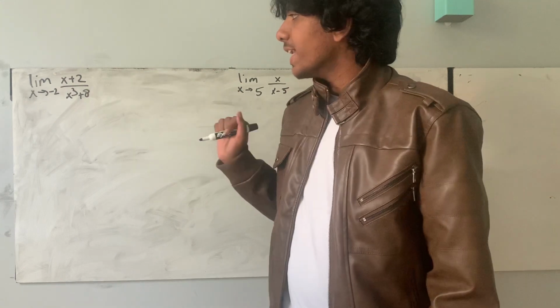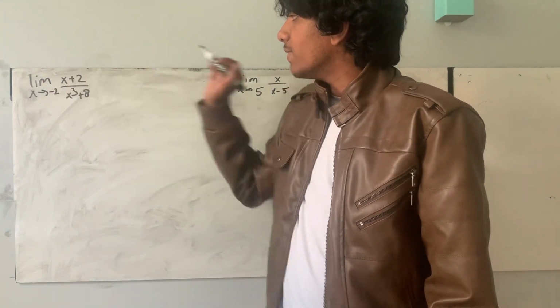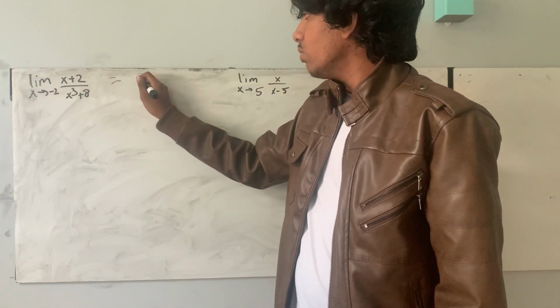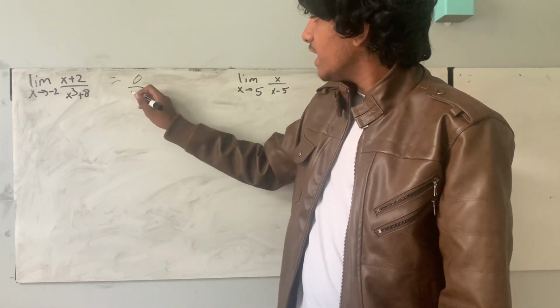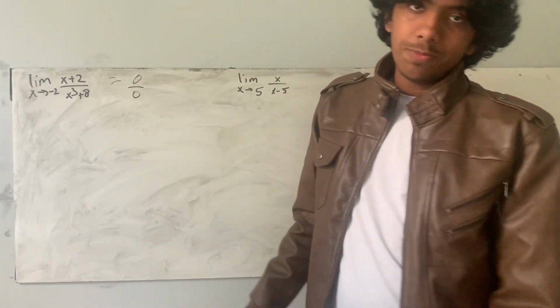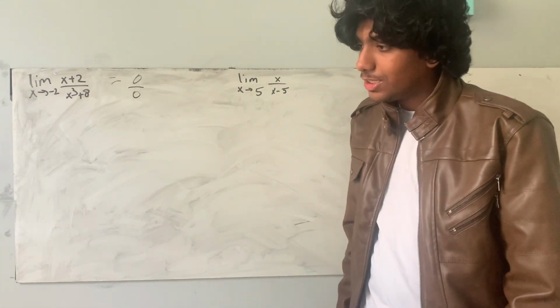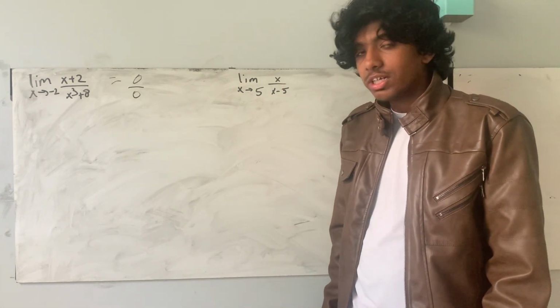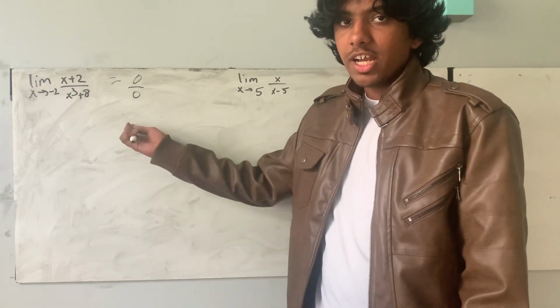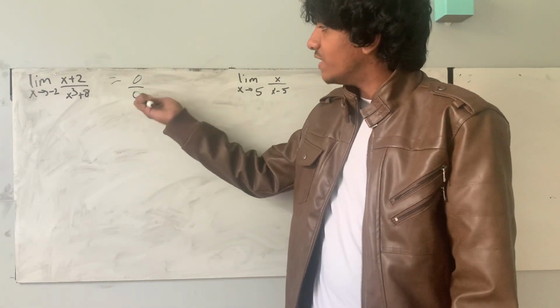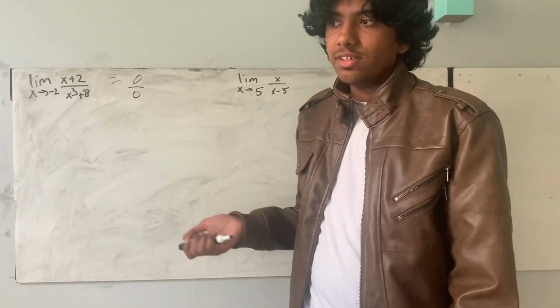When I plug in a negative 2 here, I'm going to get negative 2 over, negative 2 plus 2 is 0, over negative 2 cubed is negative 8 plus 8 is 0. 0 over 0. It is indeterminate, which means we have to do more work to figure out what the actual answer is. Indeterminate means you cannot draw any conclusions from that.